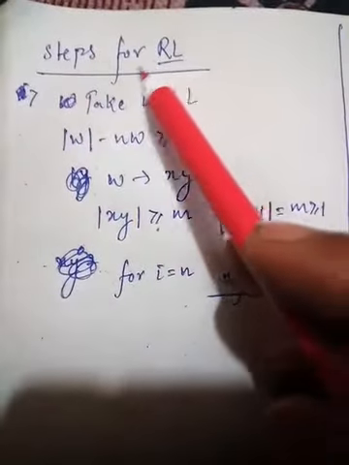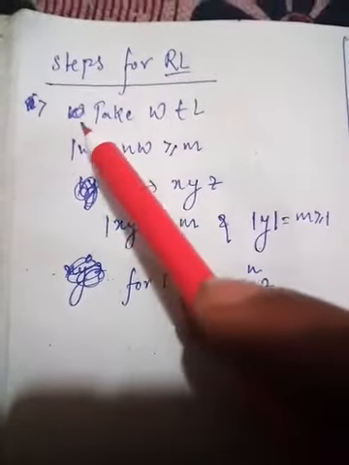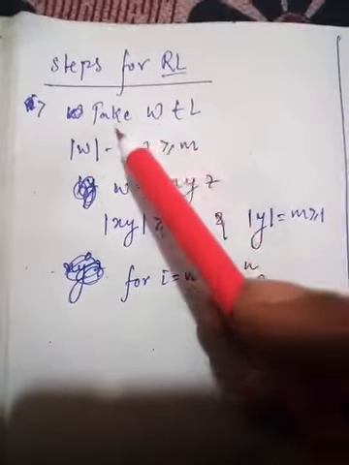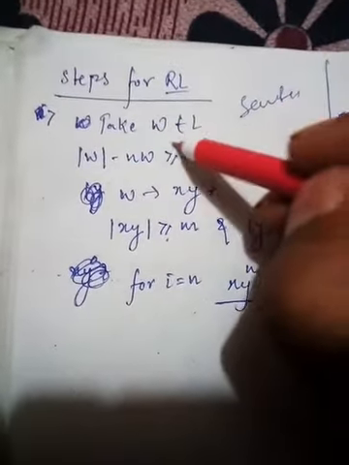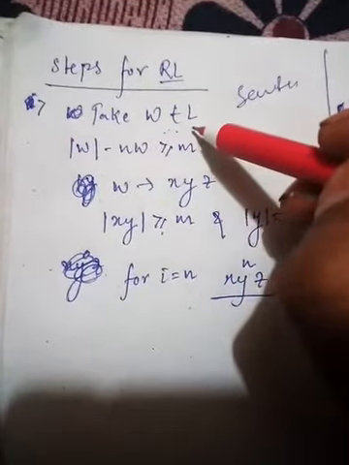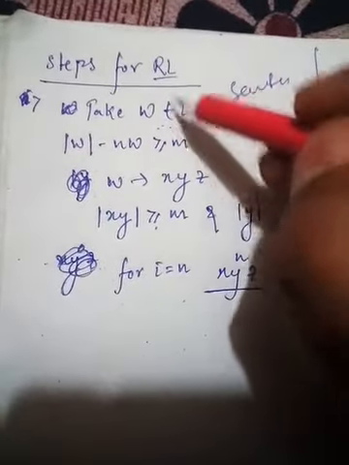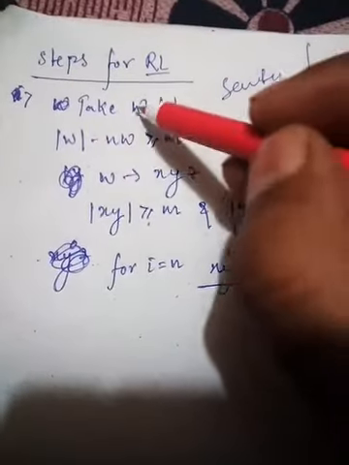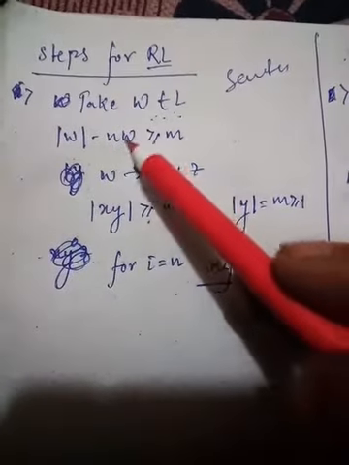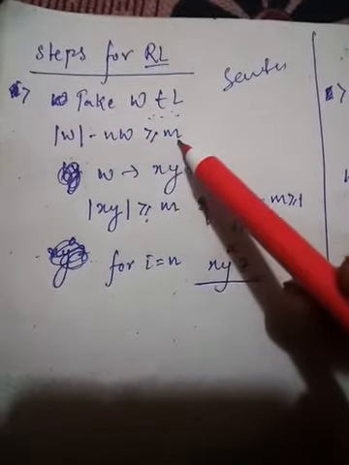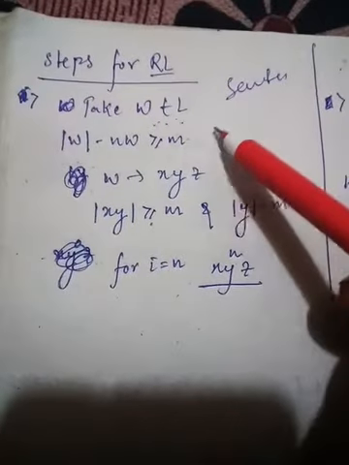So first of all, how do we check whether the given language is regular or not? First, we take a sentence from the language, that is W, and we assume it is a regular language. Now we take mod W, the number of times the W occurs, and this will be greater than or equal to m, where m is a positive integer.